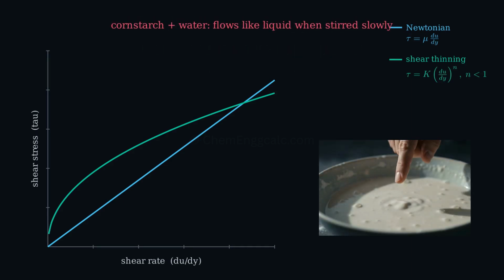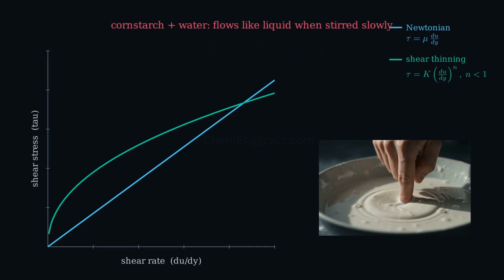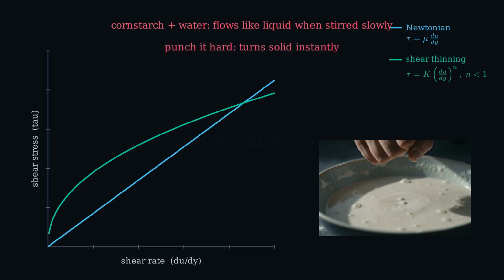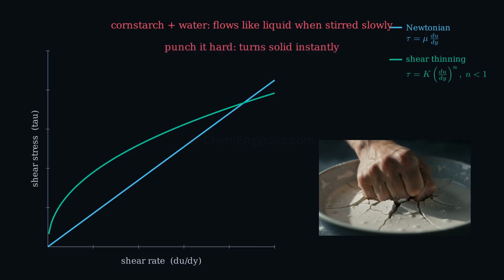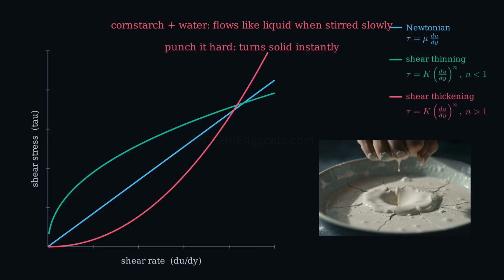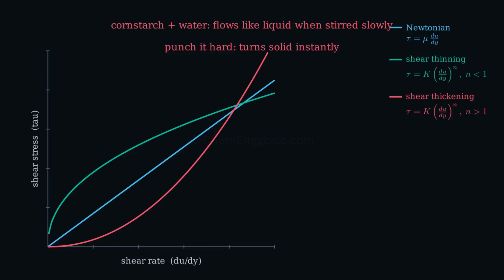Cornstarch mixed with water does the opposite. Stir slowly and it flows like liquid. Punch it hard and it turns solid instantly. This is shear thickening. The curve bends upward, steepening as shear rate rises.